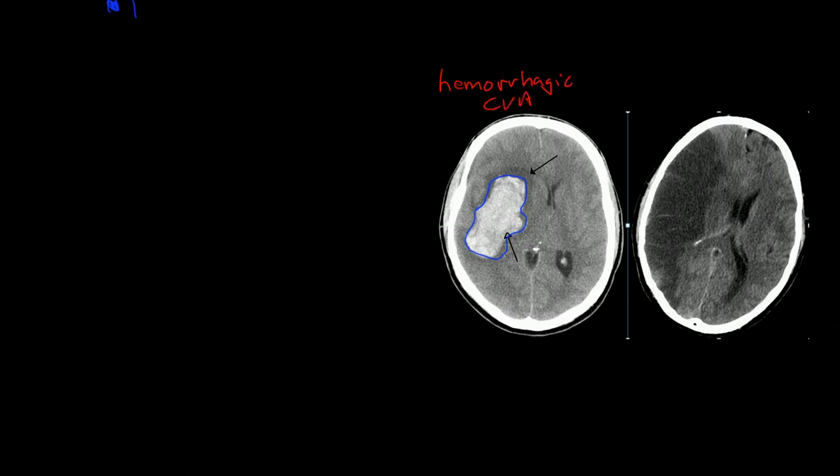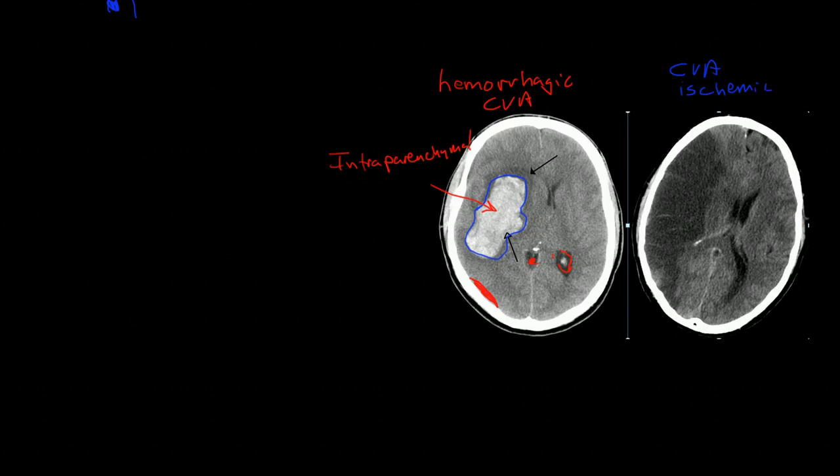Now, interestingly enough, this stroke is not in the subarachnoid space, which would appear sort of off to the side, and possibly in the ventricles as well. This is an intraparenchymal bleed. Okay. Now, over here, we have someone with a CVA, and this is an ischemic CVA.